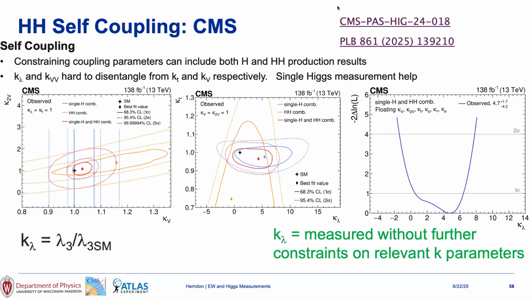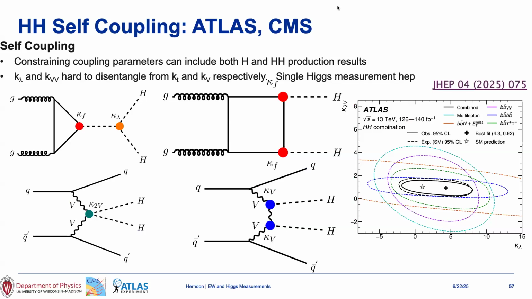But you can get a better constraint of this by at the same time looking at single Higgs, because that allows you to, for instance, directly constrain some of these overlapping parameters. And so if this K fermion is giving you a problem in determining what K lambda is, and if I can separately measure K fermion in single Higgs production, then that helps me to constrain it.